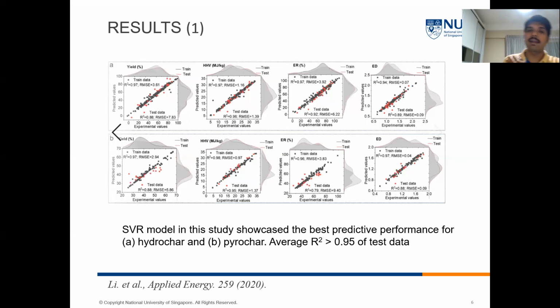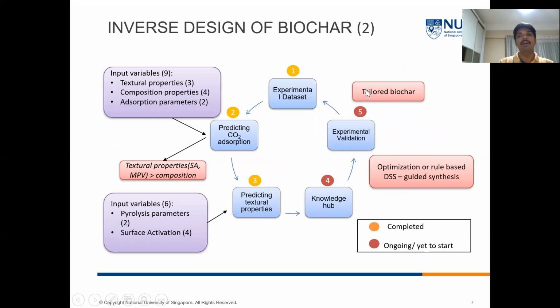Apart from this, we also carried out feature analysis using Shapley. I have avoided that for brevity in time, but in a nutshell, what we observed was that in both the case of hydrochar and pyrochar, it was the process temperature that had a great impact on each of these process parameters, followed by the carbon content and the hydrogen content. So that was the first part of our work.